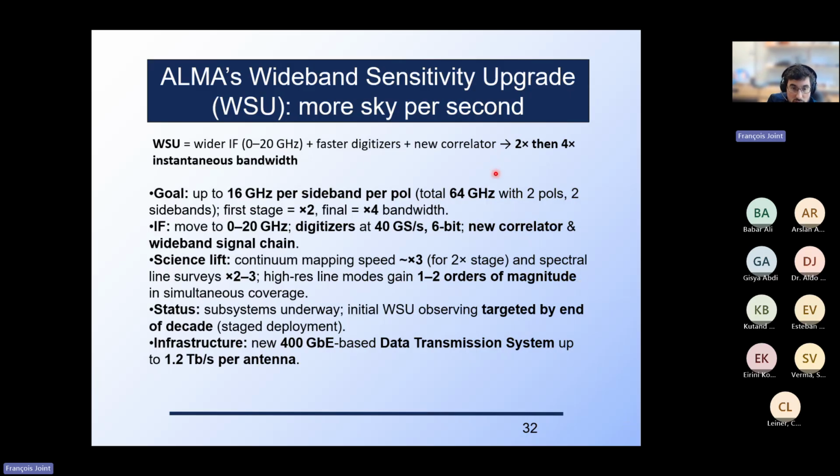And of course, more bandwidth and more IF needs better data links, so the WSU, the wide sensitivity upgrade, also integrates faster data links. Right now, after the WSU, we will generate 1.2 terabytes of data per second per antenna. So it's an extremely consequent amount of data that will come from this WSU.